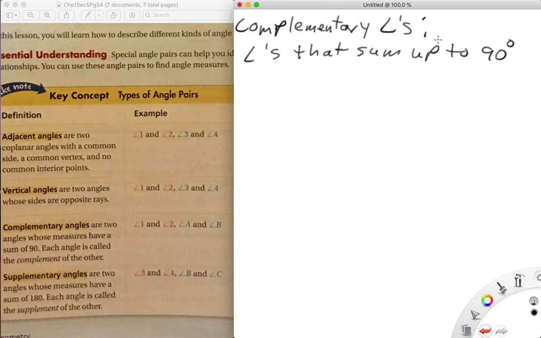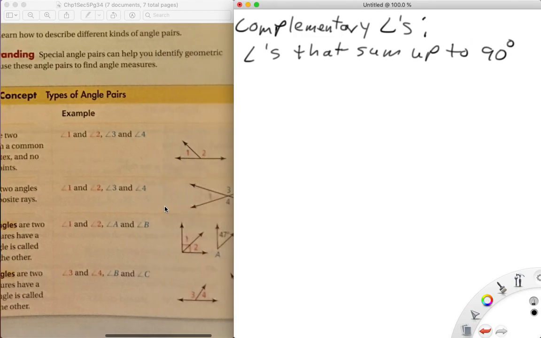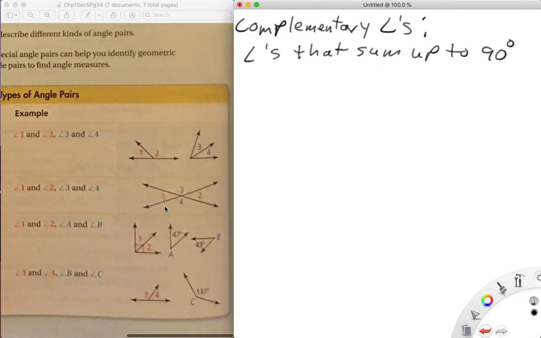Complementary angles are angles that sum up to 90 degrees. So they give us two examples of it. They can be either adjacent or non-adjacent. So they give us an example of adjacent angles that are complementary.